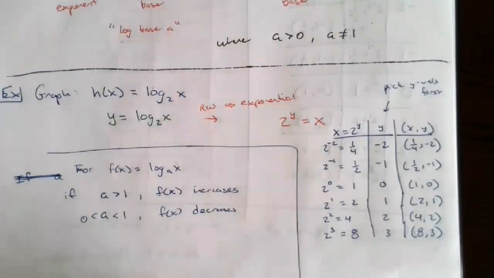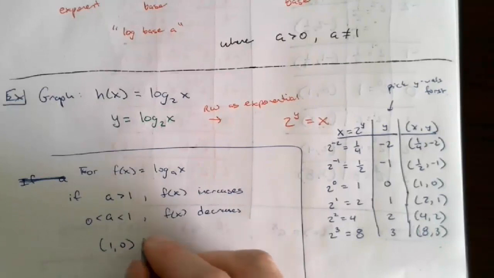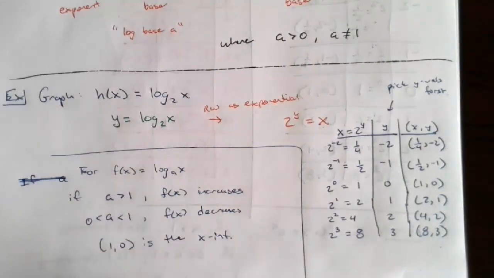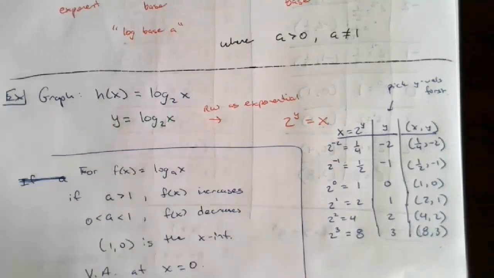The point 1, 0 is the x-intercept, and you have a vertical asymptote at x equals 0. So those are the properties for logs. It's important to understand where they come from. We're not going to do a lot of graphing in calculus using these properties, but these are properties that you're expected to know, and we can refer to when we think of some of the functions we're going to look at.